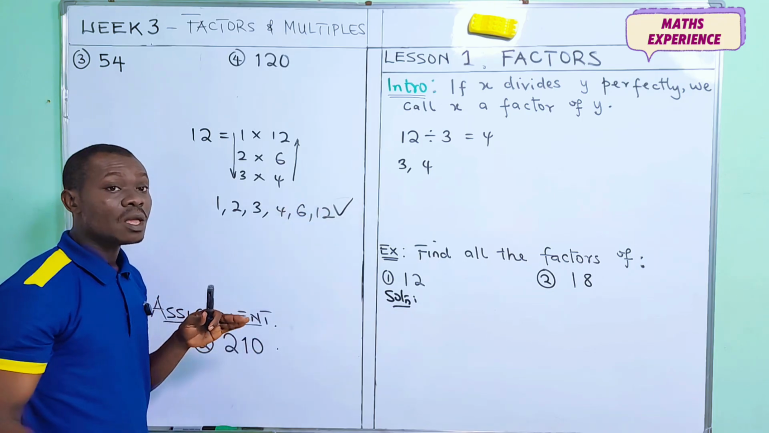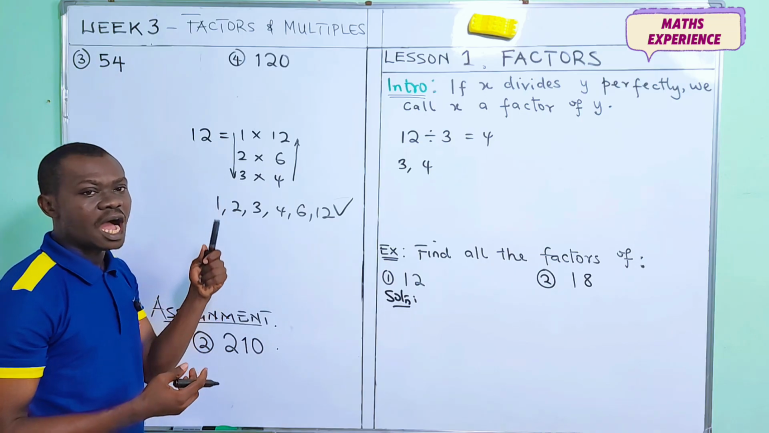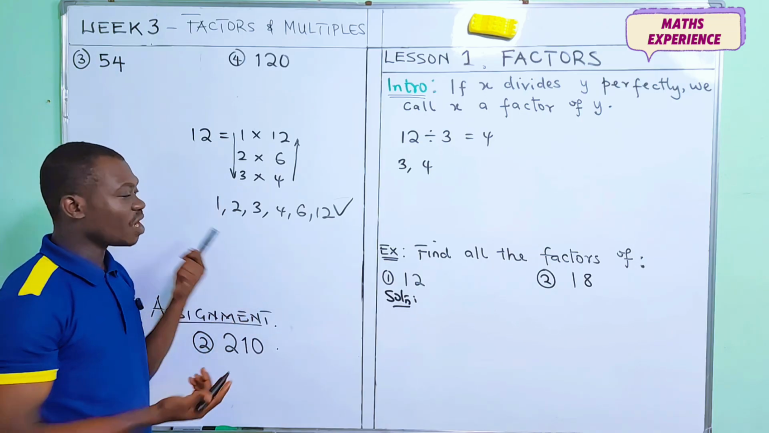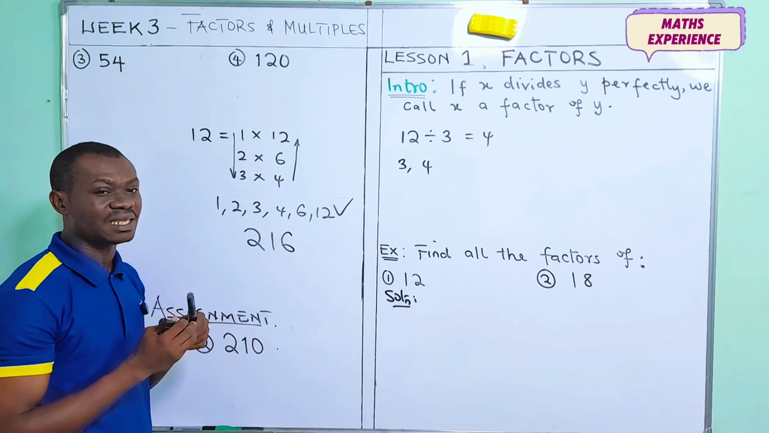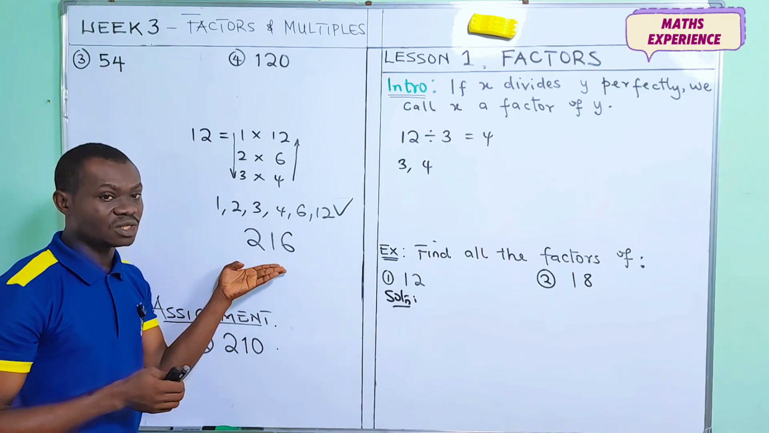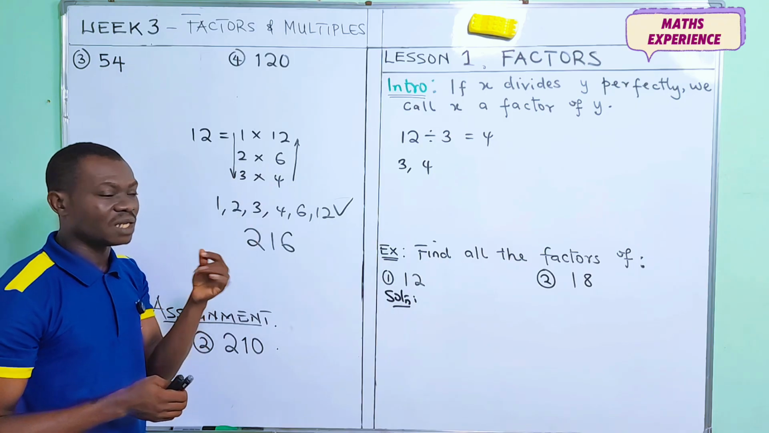Very beautiful. But the question is, what if the number gets bigger? How would you get to know all the pairs? So what if you are asked to get all the factors of 216? How would you get to know all the pairs that will give 216? So it makes this approach a little bit cumbersome.